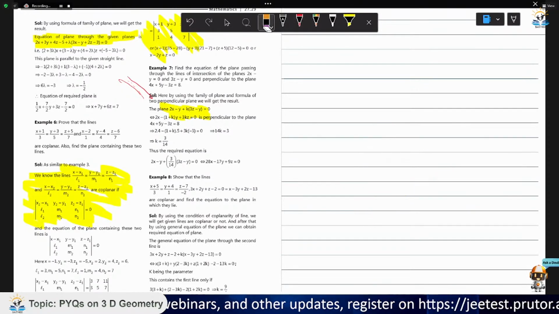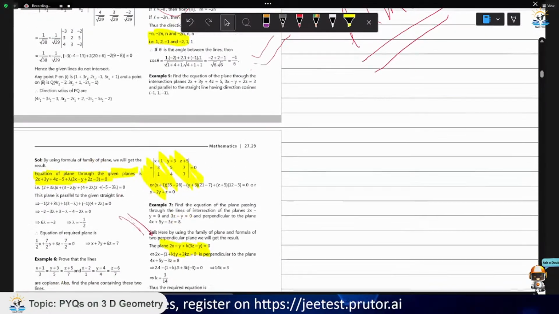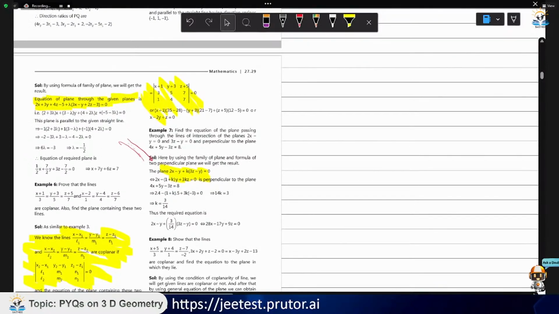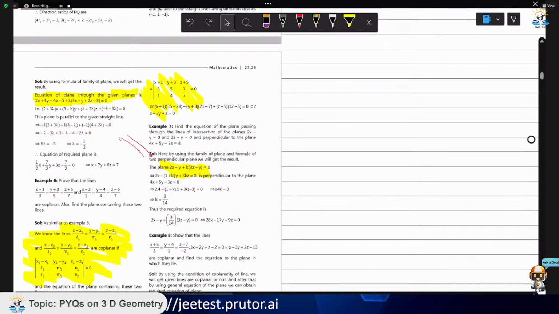This is a really important concept, what we are doing. In the first question that we did, it was given that the direction ratios should be parallel, and so also the direction cosines. So we took those values and put them in the equation. And for the perpendicular part as well, we did the same thing.